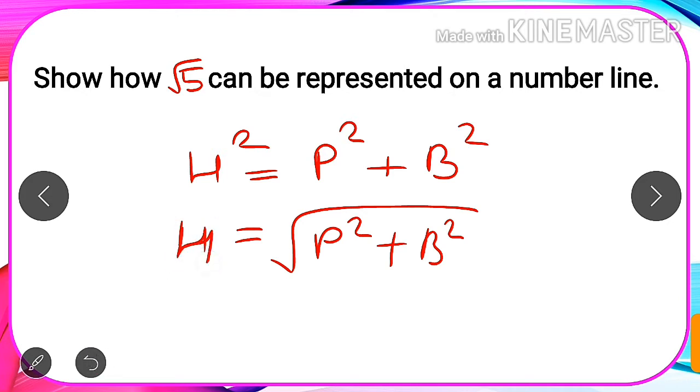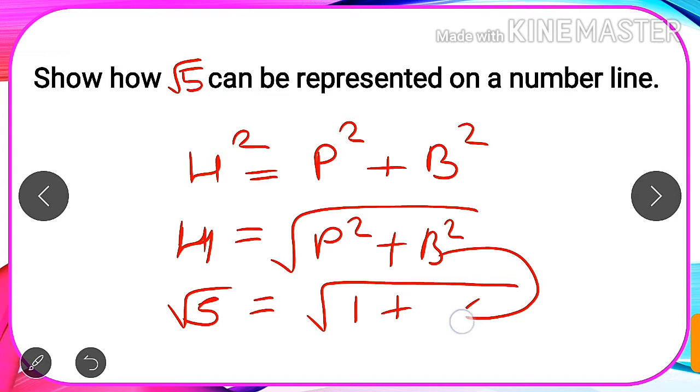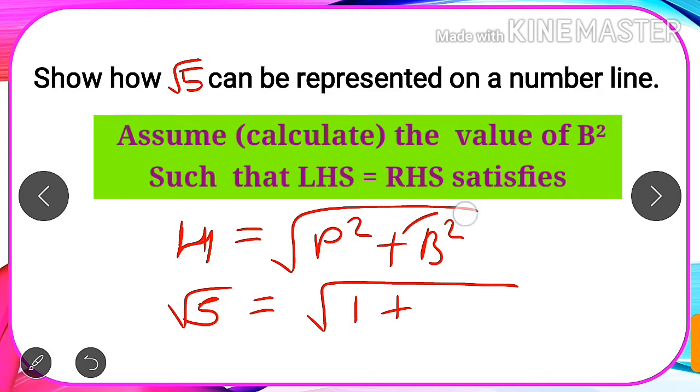Now if we assume hypotenuse to be root 5, which we are asked to calculate, so here we will write root 5 as our hypotenuse, and we will always assume the perpendicular as 1. So if our perpendicular is 1, then 1 square will be 1. Now we need to assume a value of b square which will give us root 5 on the left hand side and right hand side. We need to assume a value of b square which will satisfy this particular equation.